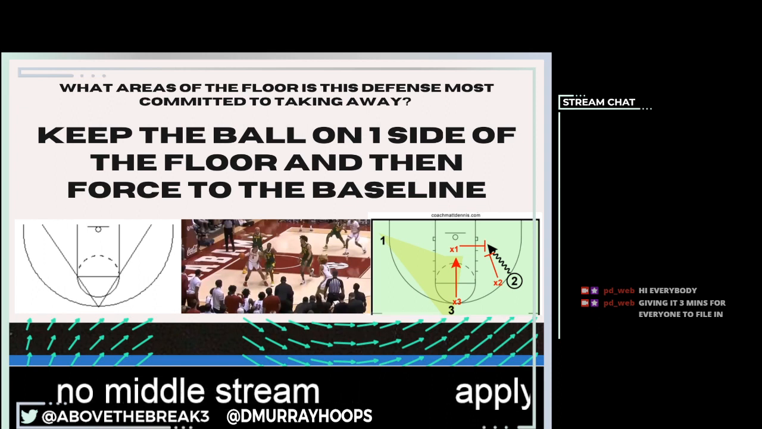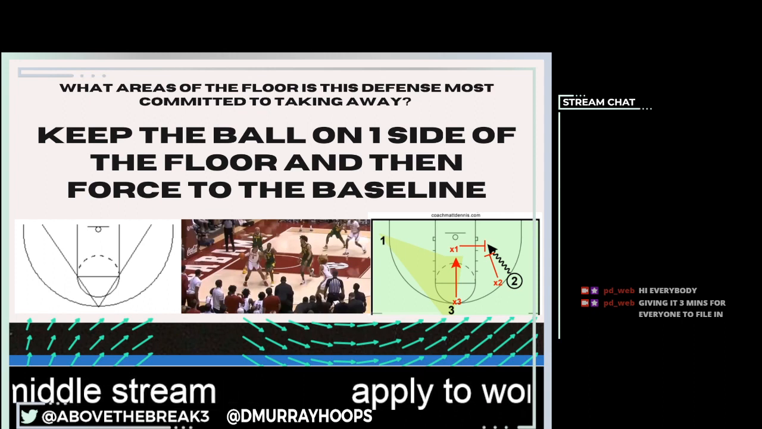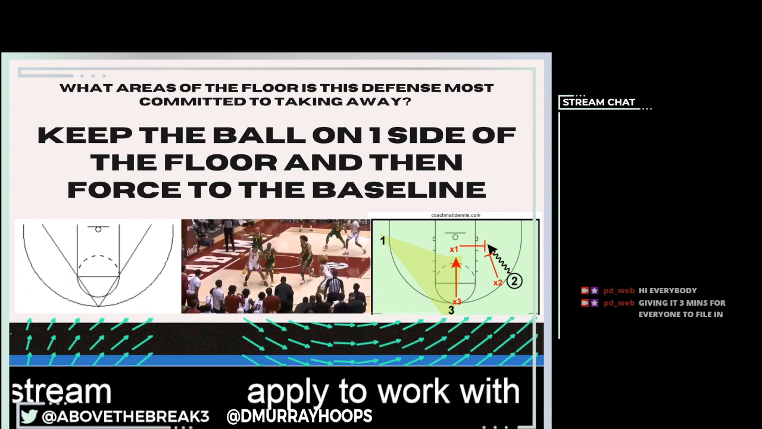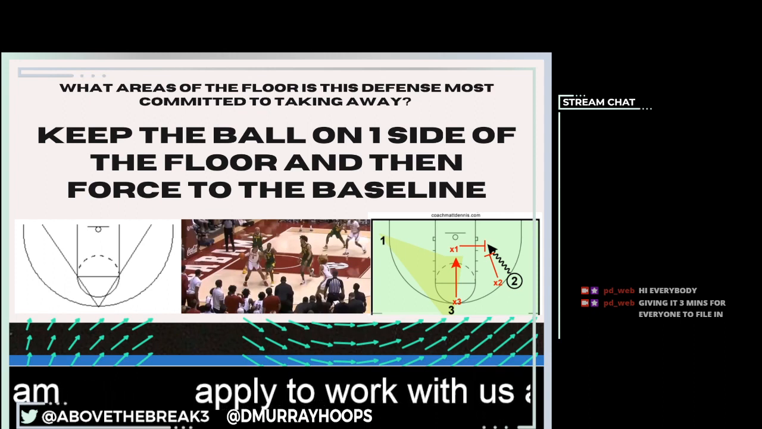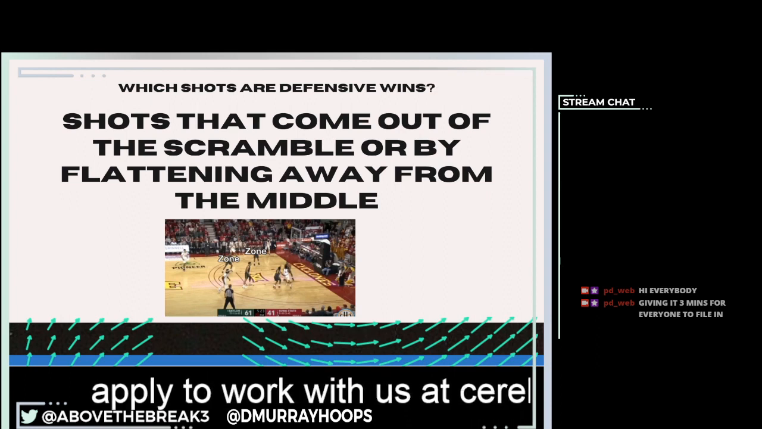And this is how we're going to get our mathematical overloads. But when we say no middle, we mean push it out the middle like crazy. And there's automatically help going to be waiting for you once you push them baseline. Okay. Next, what shots are defensive wins?